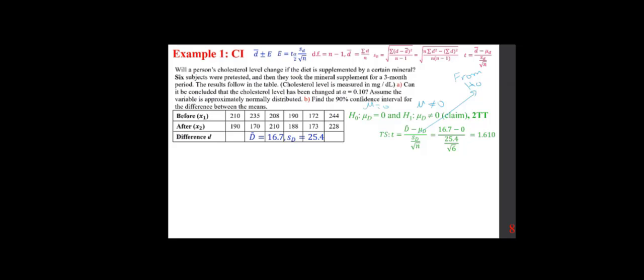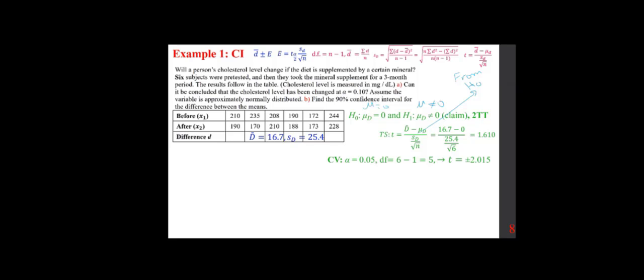A 90% confidence interval corresponds to alpha of 0.1. Alpha is 0.1, and so each tail is 0.1 divided by 2. So degrees of freedom is n minus 1, which means 5. The t becomes plus or minus 2.015. Now it's a matter of drawing and comparing.